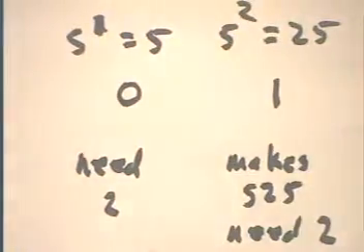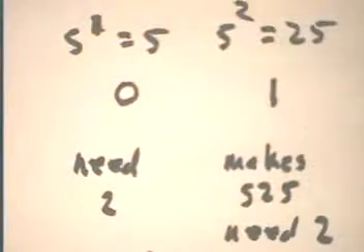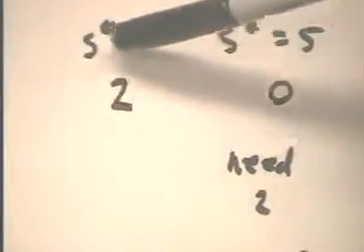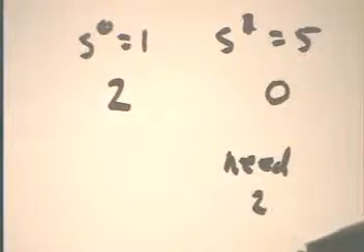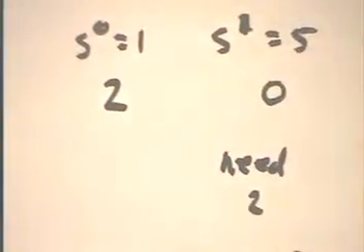Well, 5 to the first is 5. We only need 2, so we're not going to use any 5s. If we use a 5, we're going to be over the 527. We don't want to do that. So we come over here and we say, okay, 5 to the 0 is 1. We need 2. We're going to use 2 of these. So now you see that we've built up our 527.